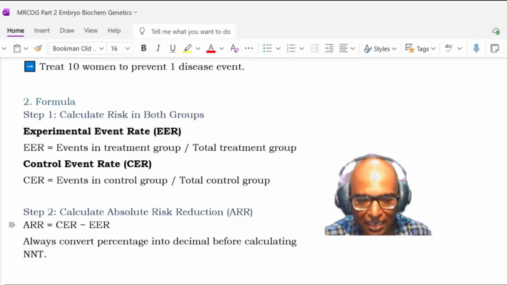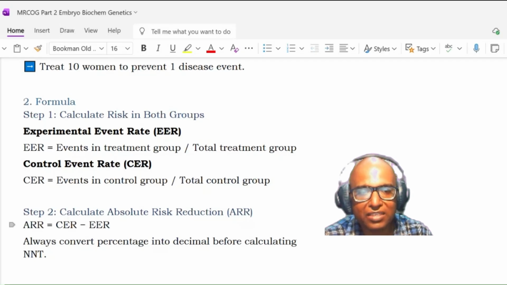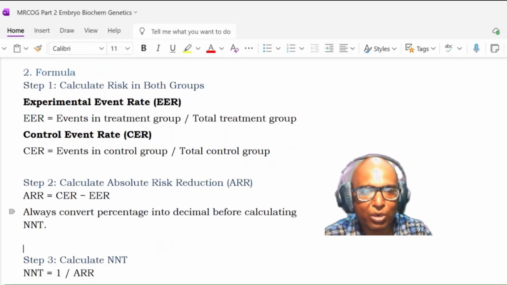Then we will calculate ARR. So the second step is the calculation of the absolute risk reduction, that is ARR. The formula for ARR is ARR equal to CER minus EER, that is control event rate minus experimental event rate. Always convert percentage into decimal before calculating the NNT. The risk may be given in percentage, so you have to convert that, like 10% we have converted into 0.1. So always convert this into decimal before calculating the NNT.